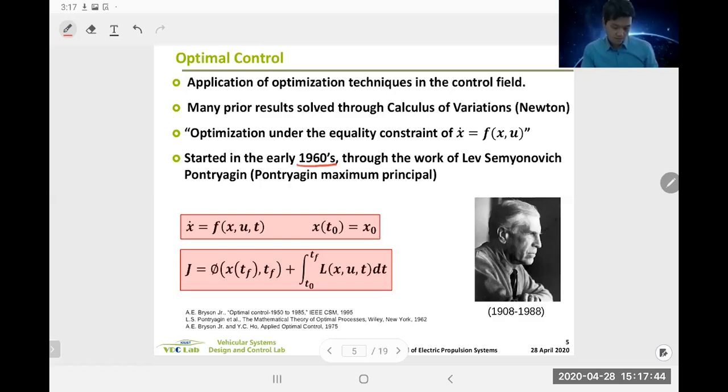And usually the problem is formulated in this manner. Okay. So we have the system x dot equals f of x, u, t, and then we have initial conditions, and we have a cost function we want to minimize, right? We might want to minimize or maximize, right? If it's a reward function, then we might want to maximize.